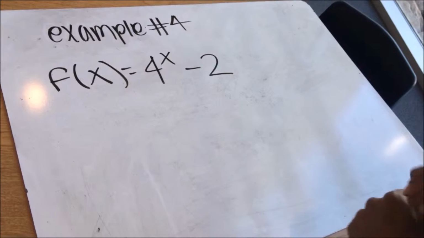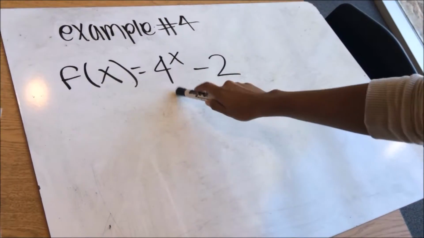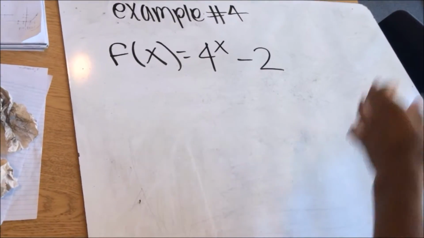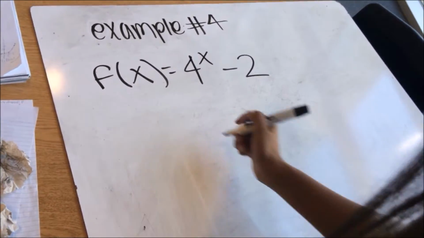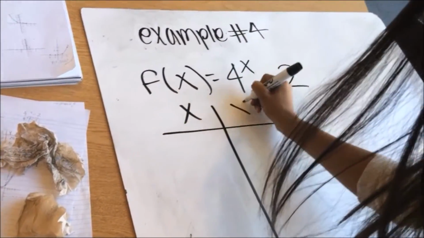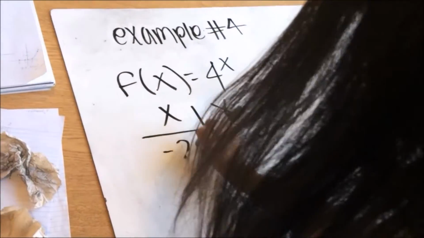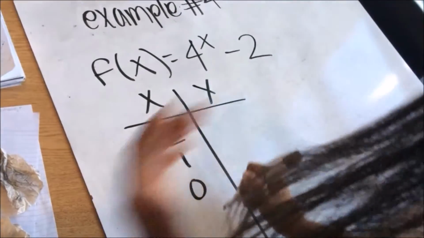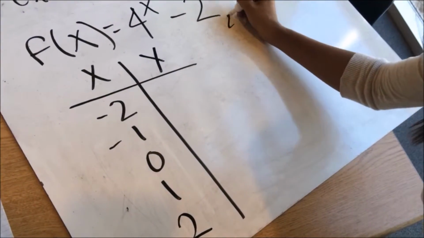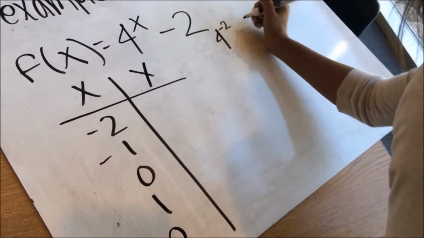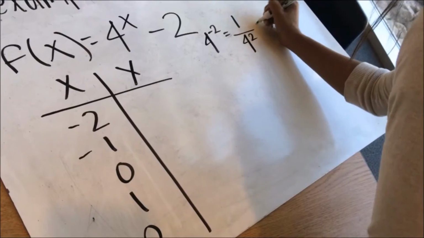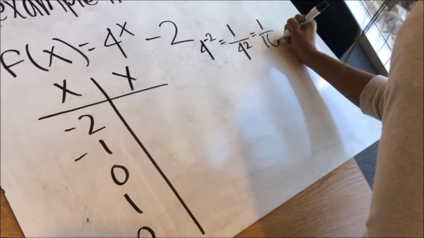For example number 4, we have f of x equals 4 to the x minus 2, and the minus 2 is just a transformation to your graph. So the way you're going to start is just an x and y table. We're going to use the same numbers, which is negative 2, negative 1, 0, 1, and 2. So you start with 4 to the negative second. You have to move it to the denominator, which is 1 over 4 to the second power, and that is 1 over 16.